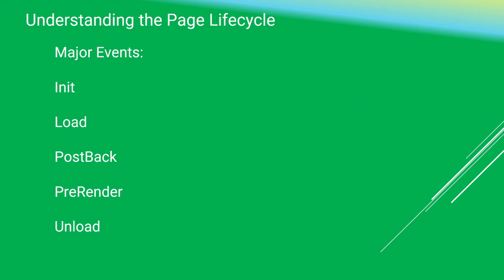The WebForms page lifecycle consists of multiple stages. Init for control initialization, Load for loading data, PostBack to check if it is a repeat submission, PreRender for final modifications, and Unload for cleanup. Proper handling of these stages ensures robust applications.